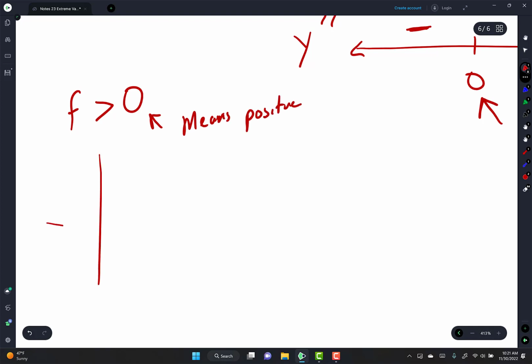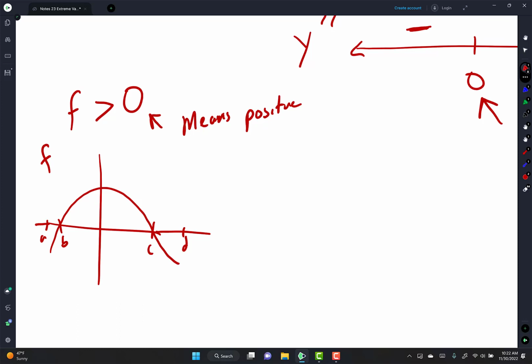So if I have a graph and I call this F, you guys see this? I'm going to end it right there. I'm going to start it at A, this is B, this is C, this is D. Where is F positive? Between what and what? B and C. F is positive on BC. The interval is BC, not a coordinate point. Notice I didn't put brackets.